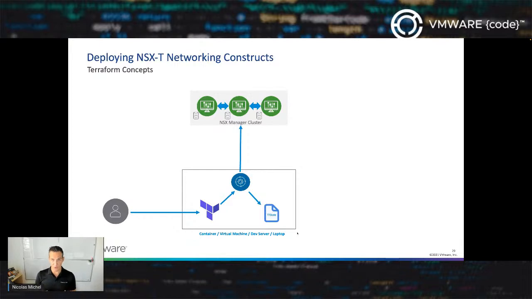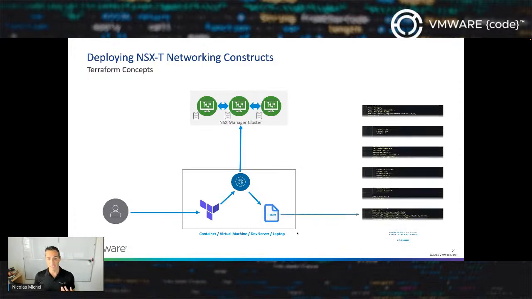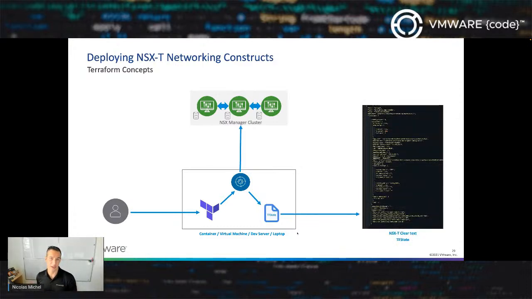Then the state of your configuration will be written in a TF state file, but that TF state file will be hosted locally on your computer, or on your virtual machine, on your container. And that TF state file will be in clear text, right? So you will see all the variables that are used in order to replicate that state.